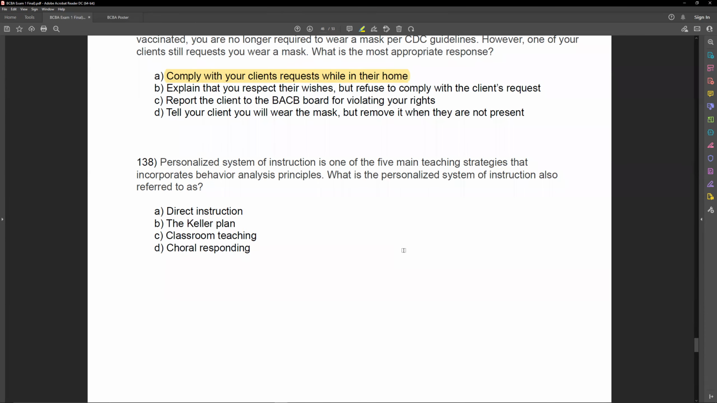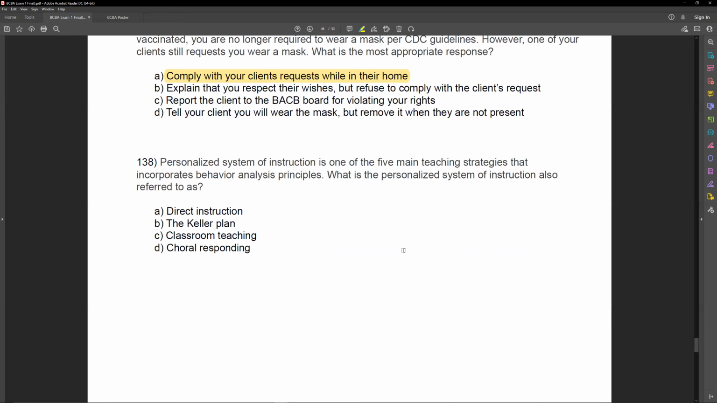138, personalized system of instruction is one of the 5 main teaching strategies that incorporates behavior analysis principles. What is the personalized system of instruction also referred to as? Okay. Remember, we have 5 of our teaching styles in ABA, and they want you to know about each of them. Maybe who developed them, how do we run them, what are they also referred to as, okay?